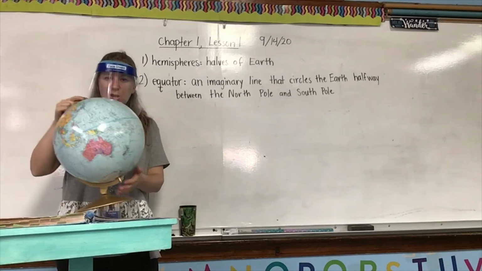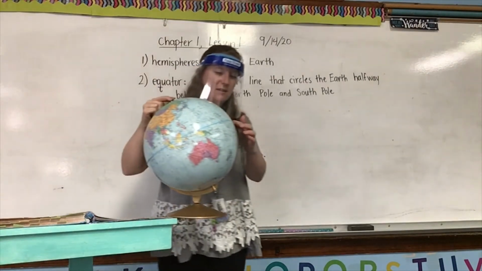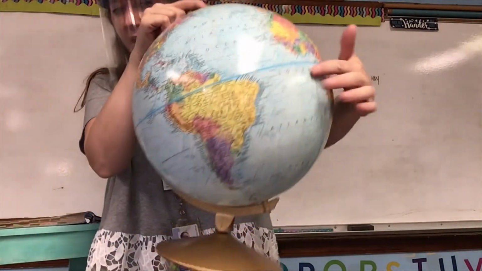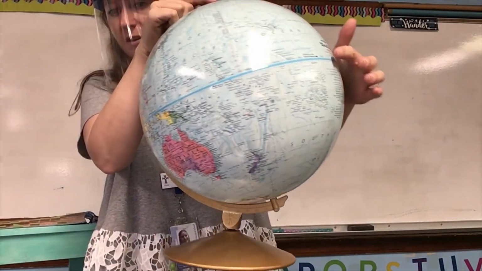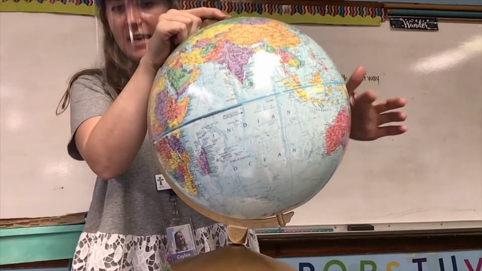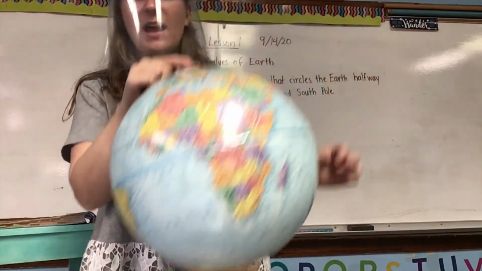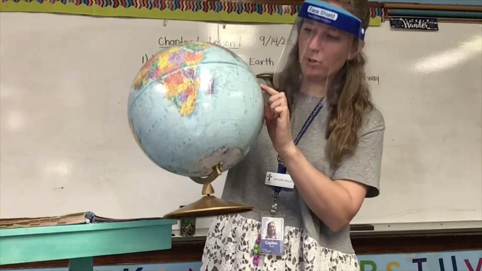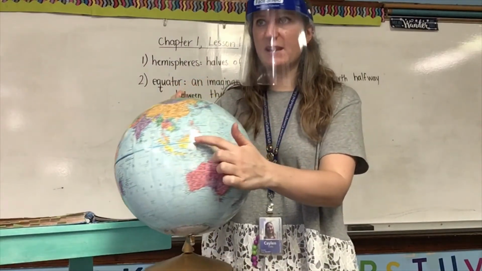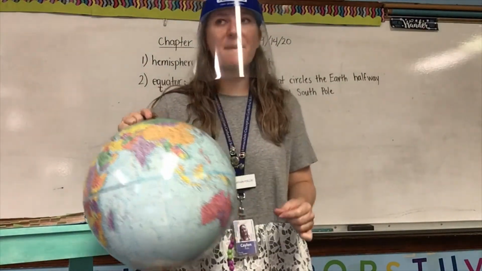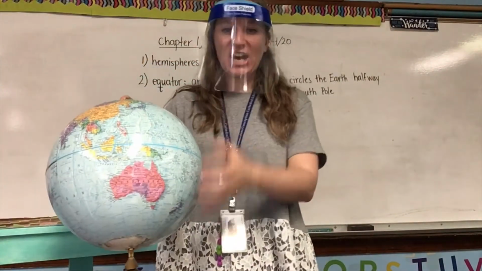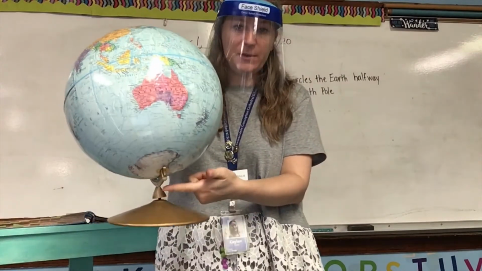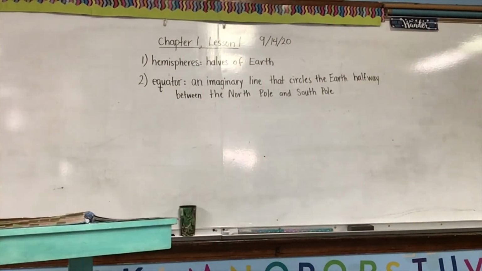So if we look at the globe, we see this line halfway between the North Pole and the South Pole. That is the equator. Now, is that line real? If we go here to Borneo, are we actually going to be able to see that line in the ground? No, it's an imaginary line. But it cuts the Earth in half between the North Pole and the South Pole. So Zari, when you're ready, keep reading.